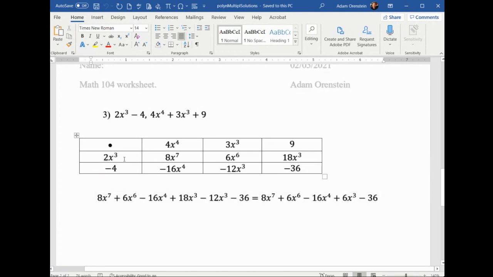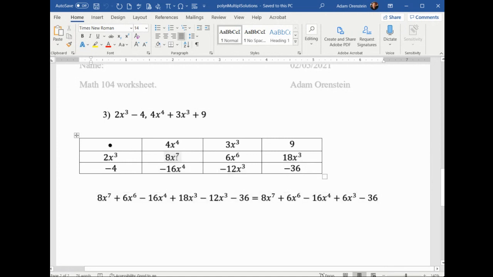Then we multiply. We have 2x cubed times 4x to the 4th, that gives us this. 2x cubed times 3x cubed is 6x to the 6th, right? When you multiply, that's when the exponent changes. 2x cubed times 9 is 18x cubed. Negative 4 times this is negative 16x to the 4. Negative 4 times this is minus 12x cubed. Finally, negative 4 times 9 is negative 36. I was going to say that there are no like terms, but I'm wrong. These two are.